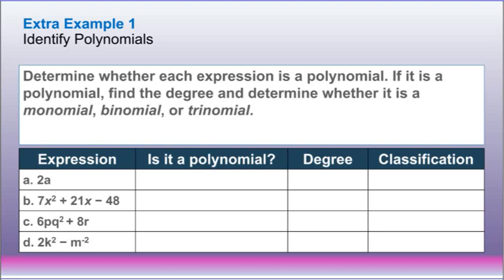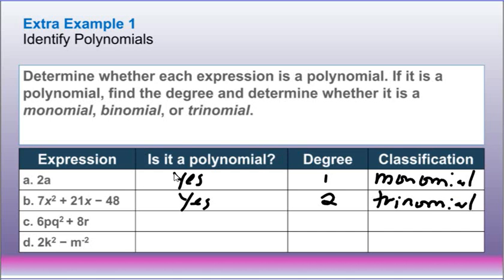Another example, here's all in a table format. So first one, 2a, is a polynomial. Yes, it has a degree of 1, and it is a monomial. Next one, 7x squared plus 21x minus 48. Yes, that is a polynomial, has a degree of 2, and it has 3 terms, which would be a trinomial.